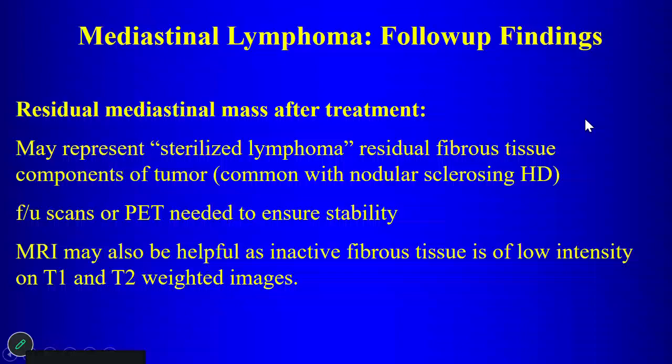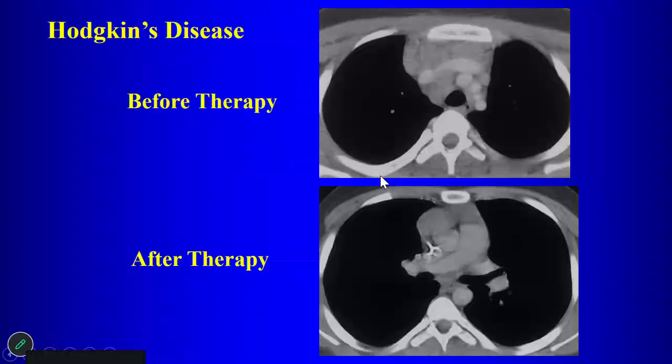Follow-up after treatment for lymphoma. Often after follow-up, patients have residual masses, even though the masses do not contain active tumor cells. That is called sterilized lymphoma, and that's why these patients are followed with PET-CT to see if there's any active metabolic activity within those areas. What's left behind might be fibrous tissue, but on CT it just looks like soft tissue.